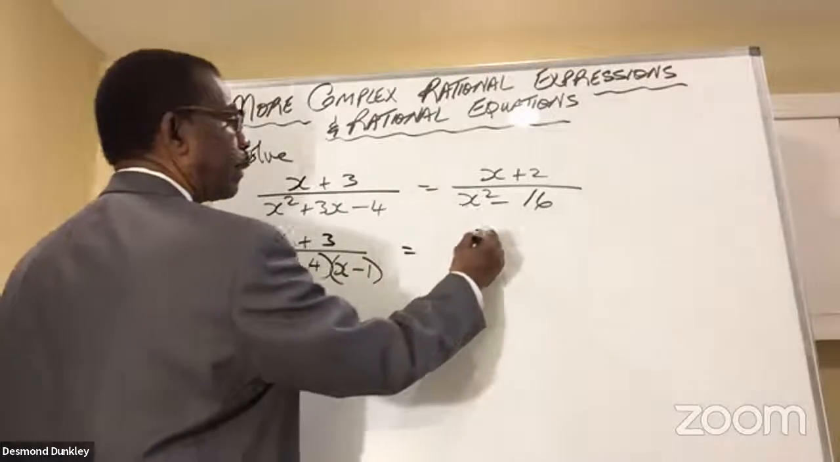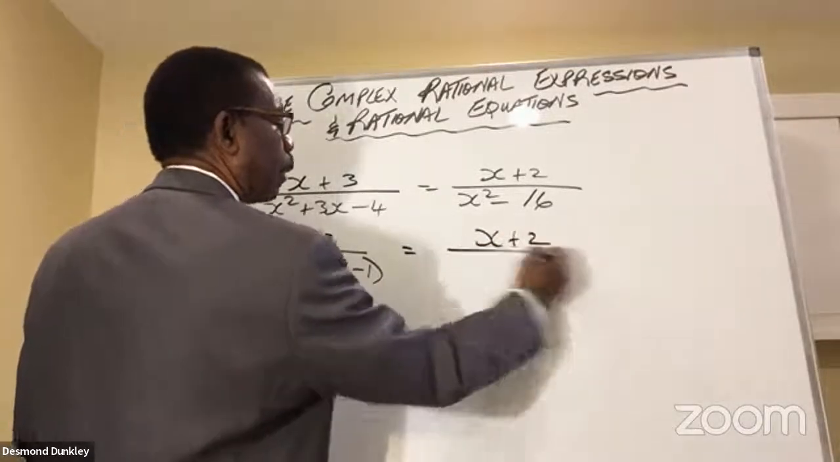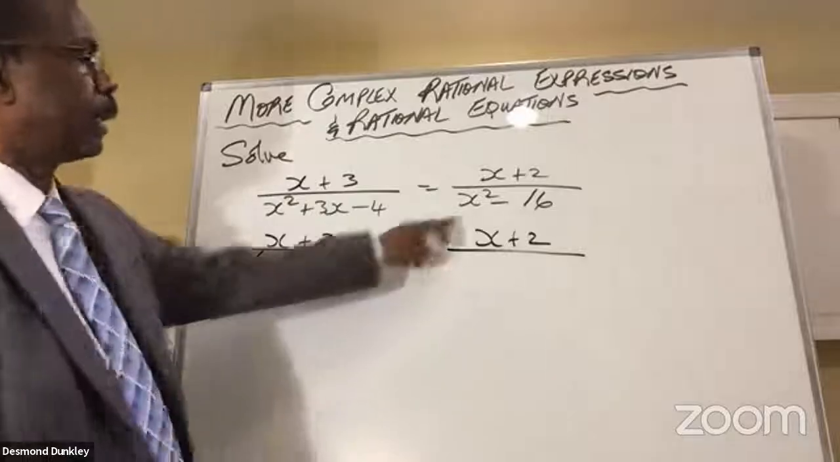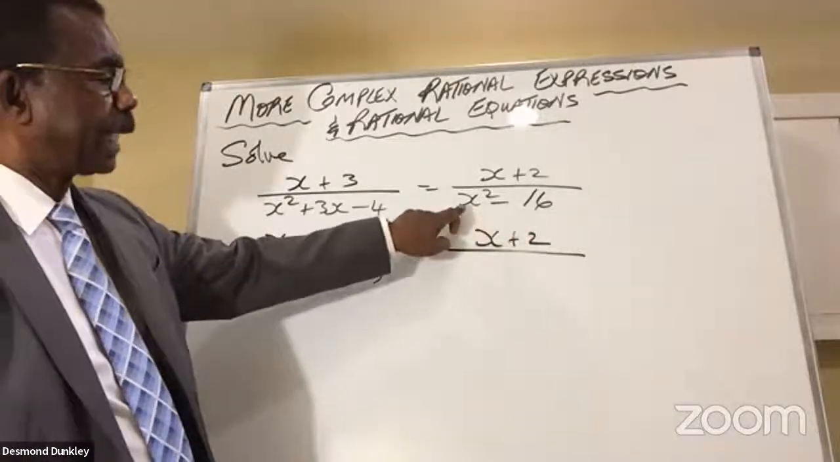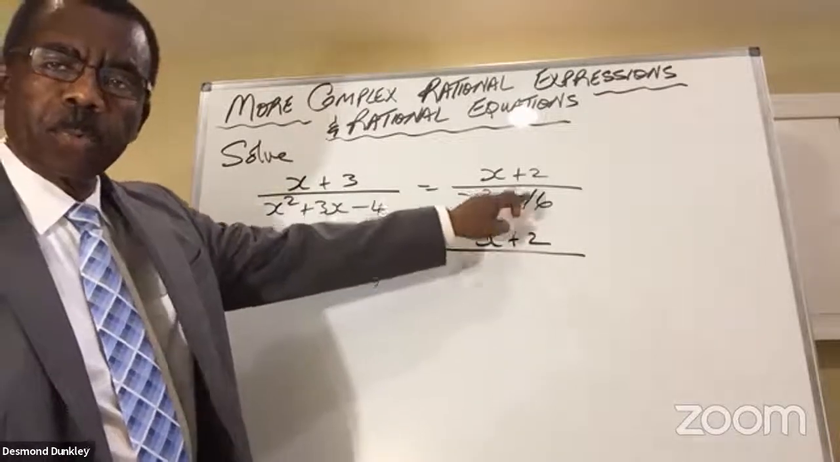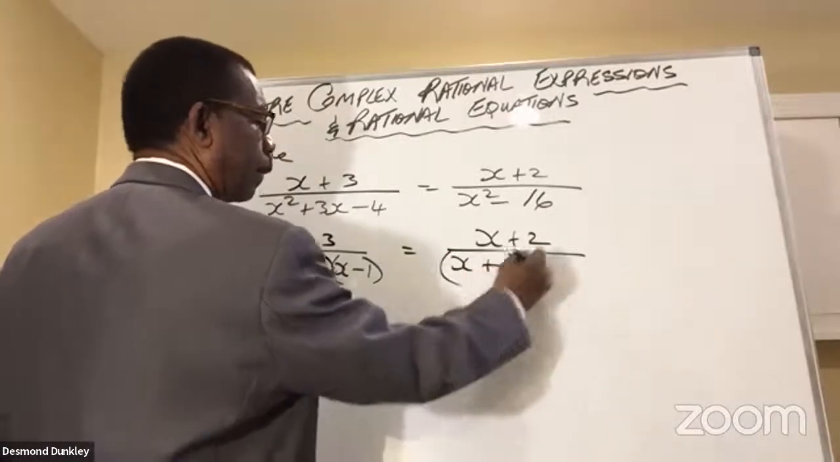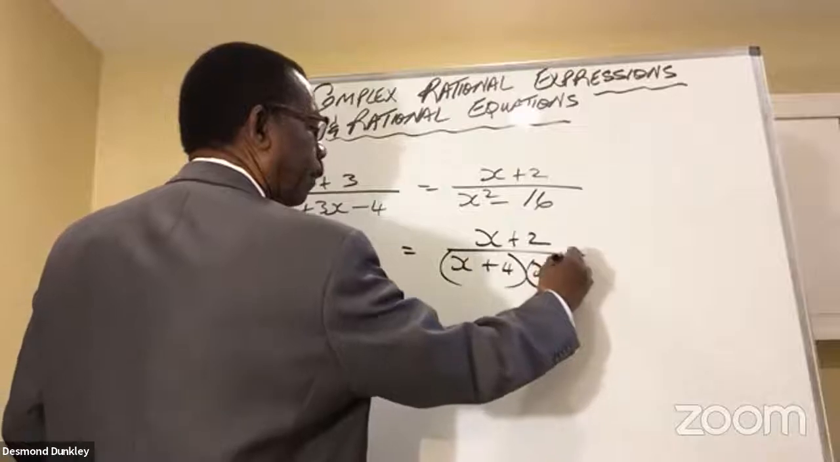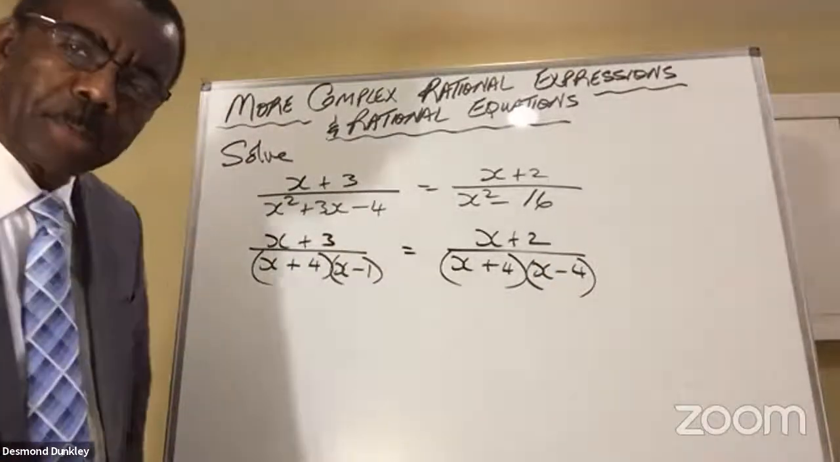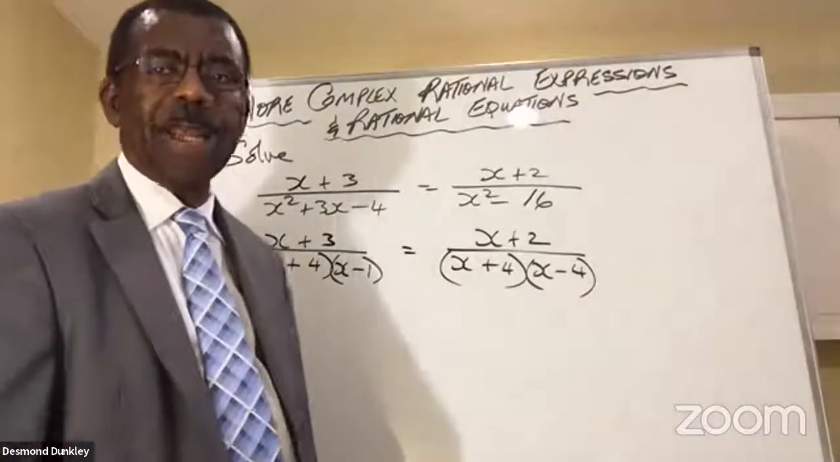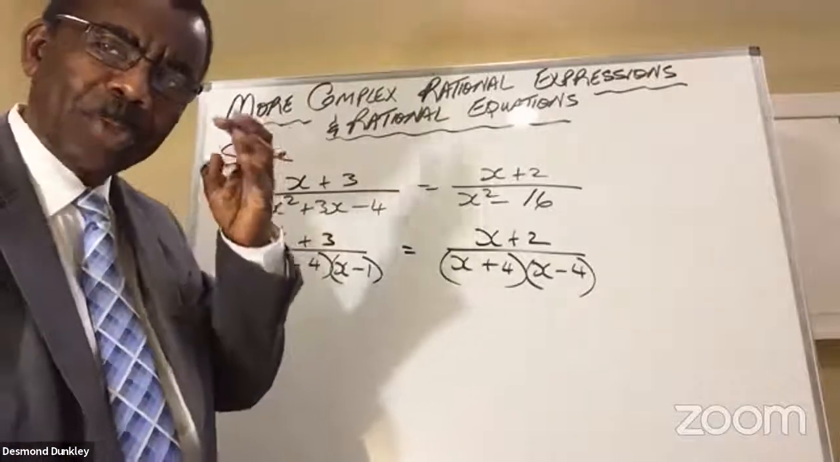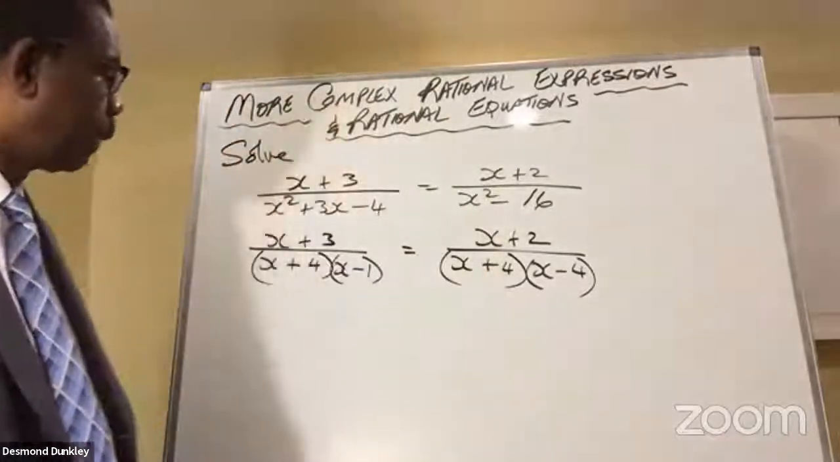And then this is going to be equal to x + 2 over, when you look at this, you see it's a difference of squares. It's actually x squared minus 4 squared. So it's going to be (x + 4)(x - 4). So you have noticed that difference of squares comes up a lot. So if you're paying attention, you will always be looking out for that coming up.